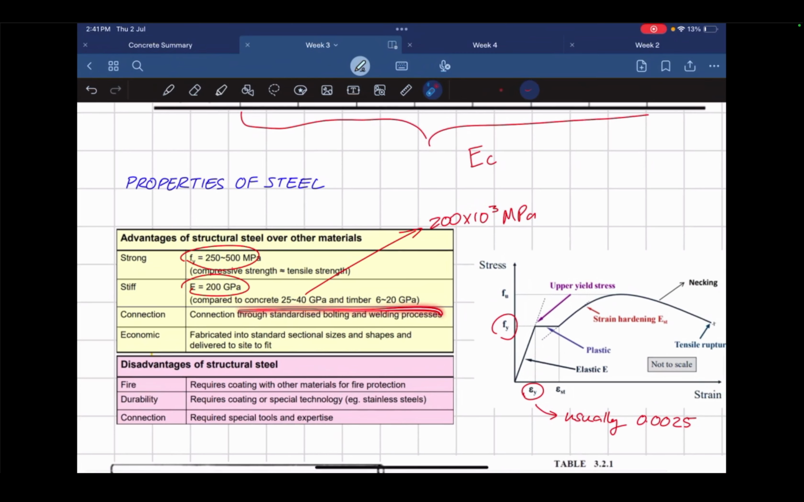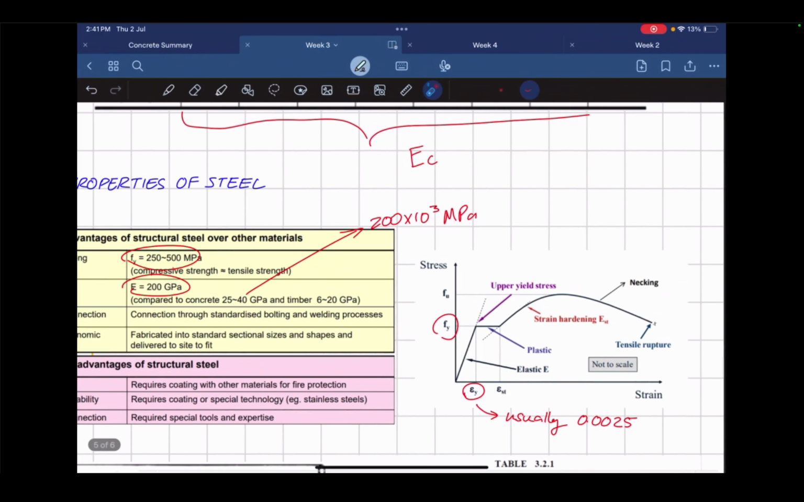Connections, don't worry about that. Economic, don't worry about that. Disadvantages: durability is a very big factor. Staining, rusting, chemical attacks, all those kinds of things are a bit of a problem.